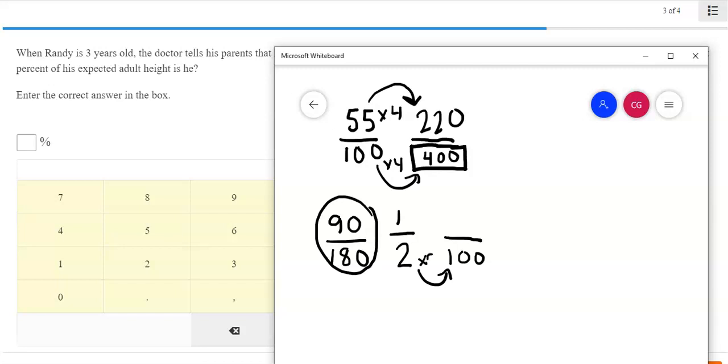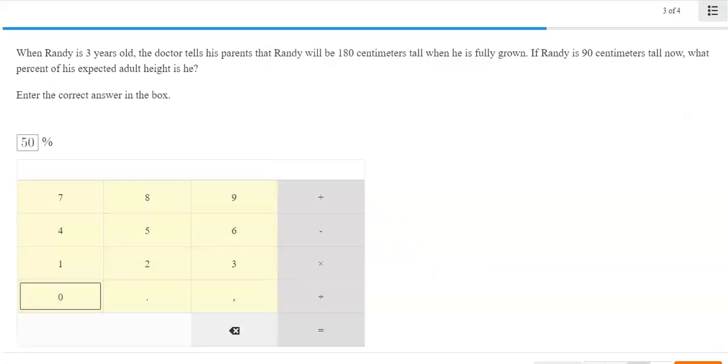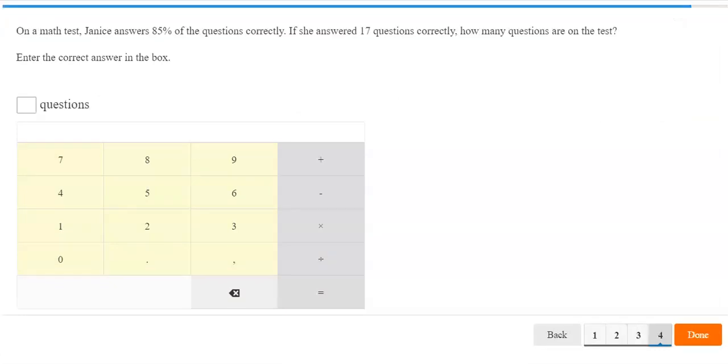2 times 50 is 100. So 1 times 50 is 50. So sometimes you might have to change your fraction a little bit to make it get to be 100 for you. So it's 50%, because 90 out of 180 is half of it.